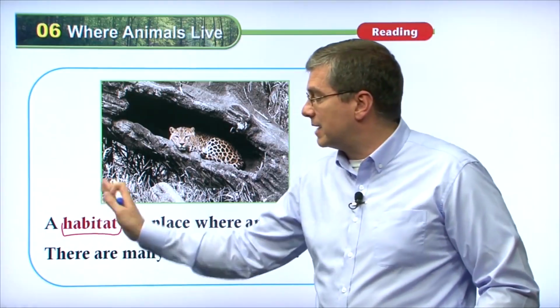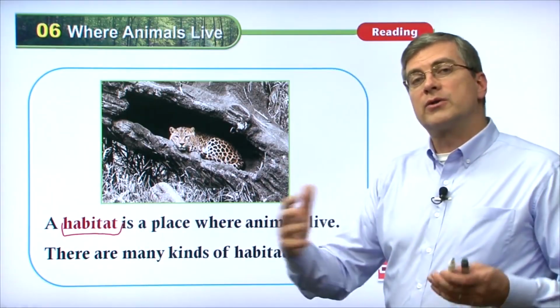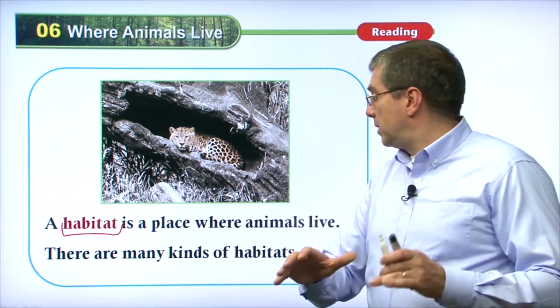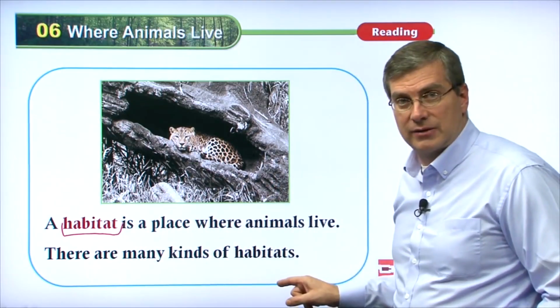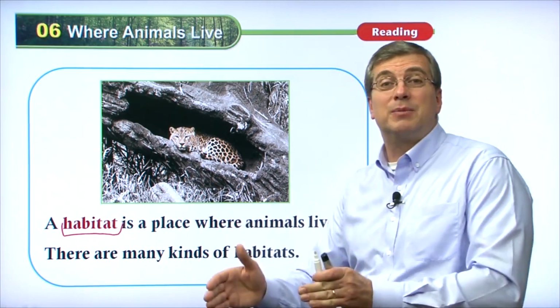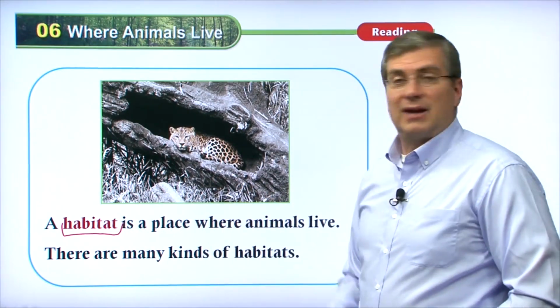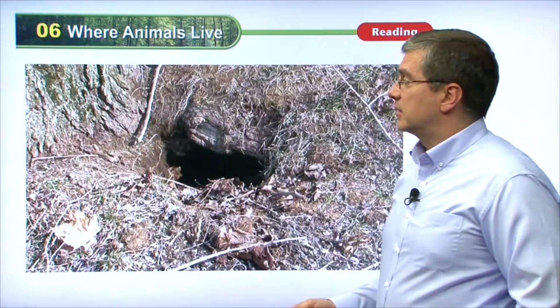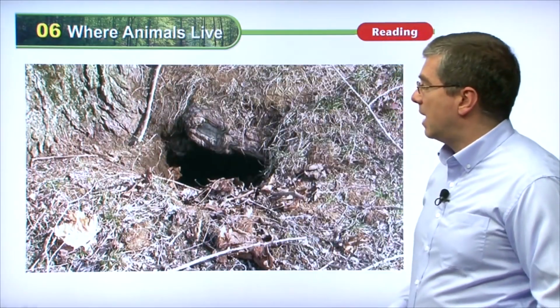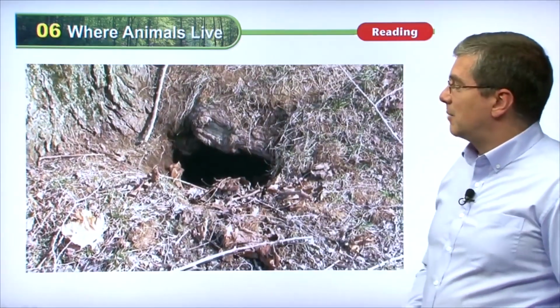So we have rainforest, desert, wetlands, right? So of course we're going to talk about a habitat is a place where animals live, and there are many kinds of habitats, right? There are many different types of habitats. This passage will describe many different types of habitats. So let's see what kinds of habitats we have here. Of course, this is a certain type of habitat.